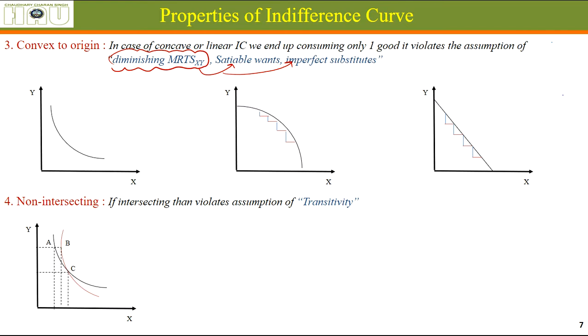Okay, so we are going to establish this shape by negating the other two shapes. Negating the shape of a concave. Can we say that an indifference curve has a concave shape? It cannot have it. And can we say that it can have a straight line shape? It cannot have it. Why can it not have this?